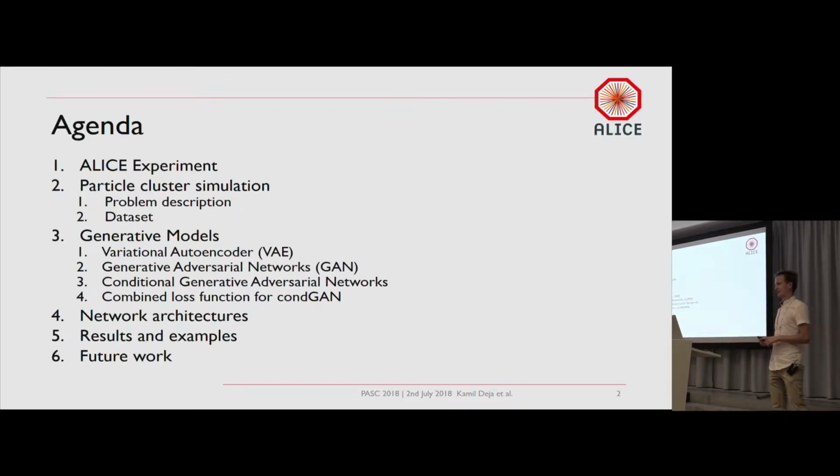The agenda for today's talk is as follows. At first, I will explain a bit what the ALICE experiment is, what we are doing there. Then I will describe the particle cluster simulation problem. You already talked a bit about this problem, so I'll do it briefly. And I will briefly describe generative models because you are also familiar with them, but I will stay a bit on this topic because I would like to introduce how we actually improved those models for our task by applying the combined loss function from both GANs and Variational Autoencoder, or the standard autoencoder, but I will come to it later. I'll show you some network architectures which we use for the problem, and finally some results and examples.